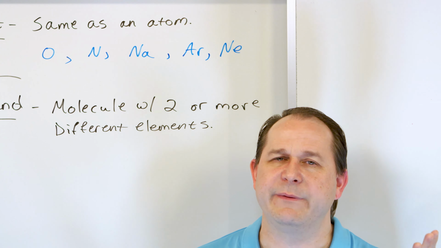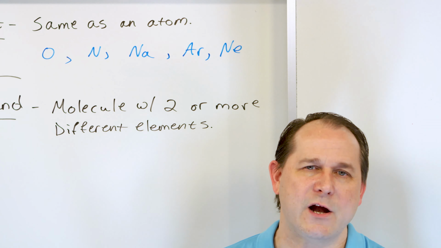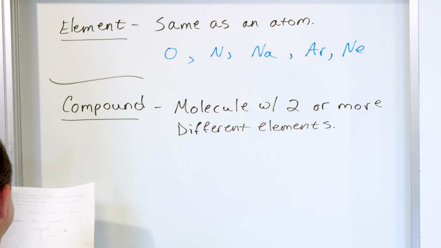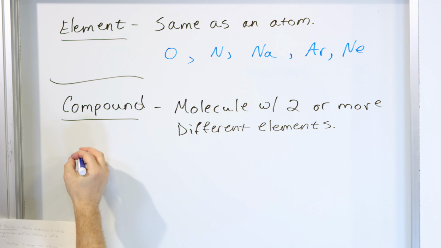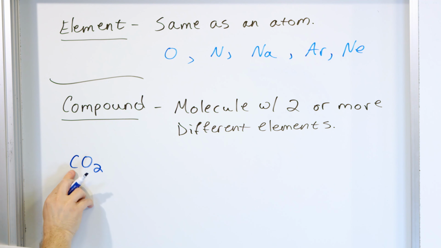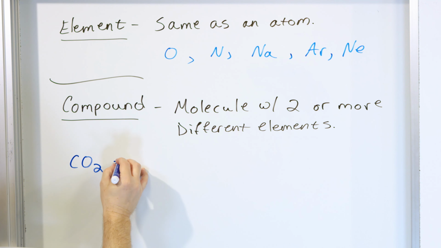Almost everything in chemistry we study is some sort of molecule. Not always, but very, very often, right? Let's give a couple of examples. All right, let's talk about CO2. This is carbon dioxide. One atom of carbon, two atoms of oxygen bonded together. Now, this is a molecule.